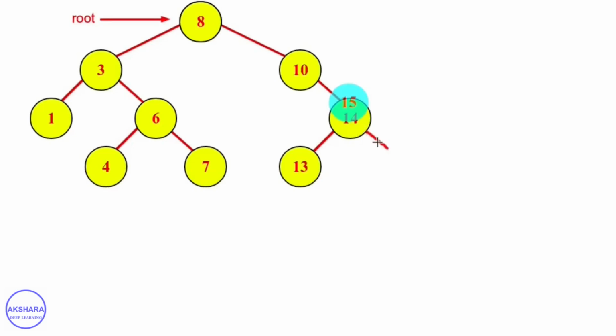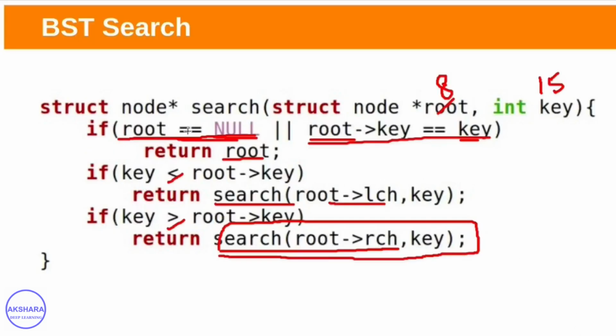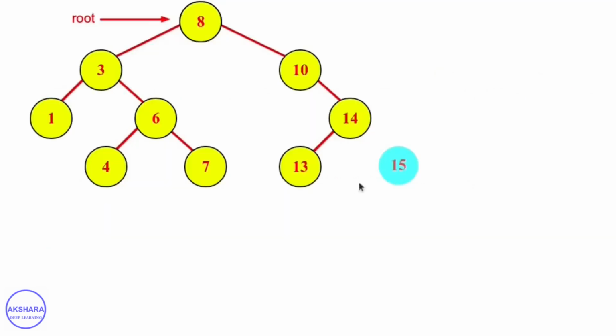But for this 14, there is no right child, meaning here we have null. Again, with that null subtree, the recursive search procedure will be called. In that case, the root will be null, so that null will be returned. When this recursive search procedure returns null, that means the key is not present within the tree. Here this 15 is not within this tree.